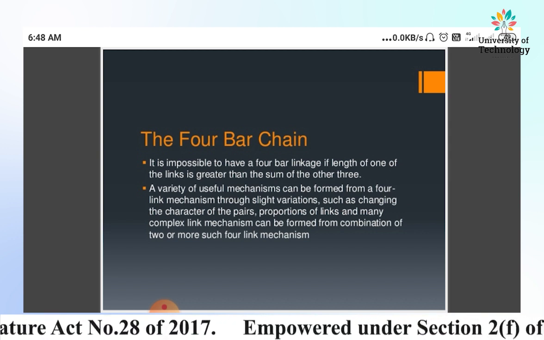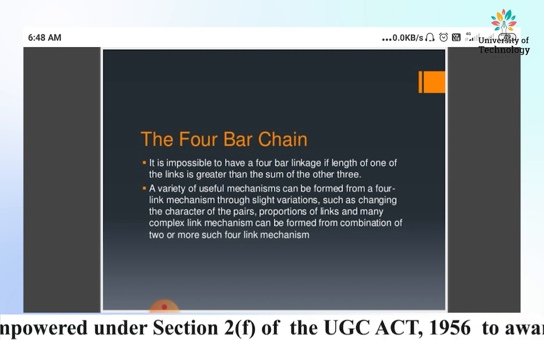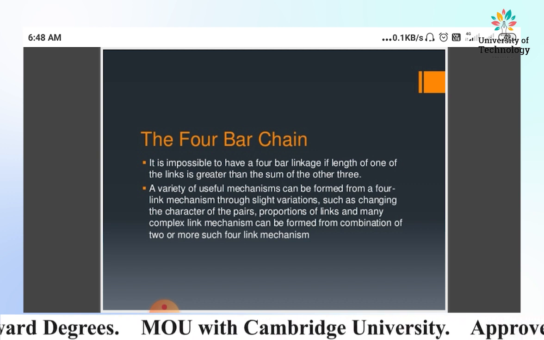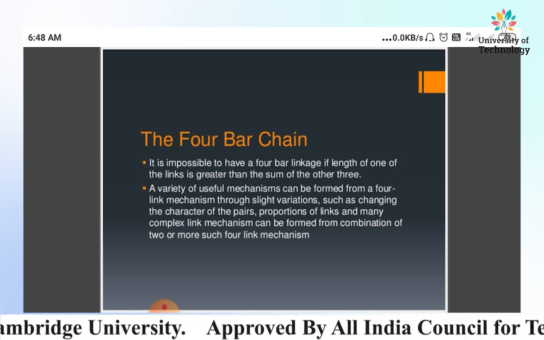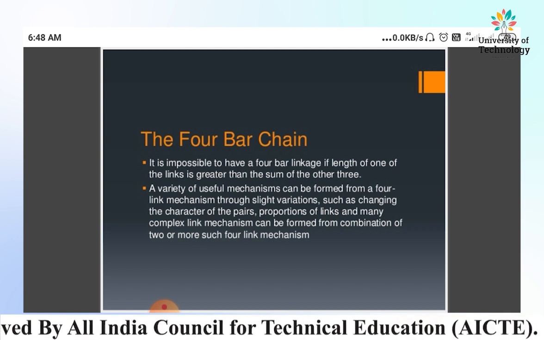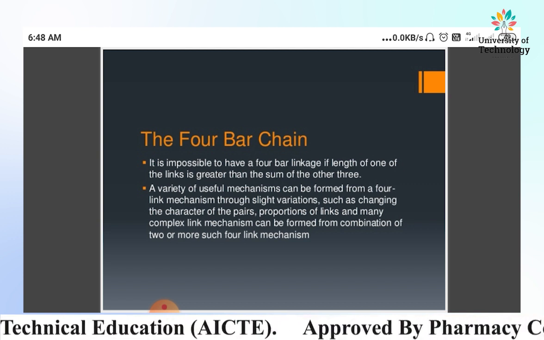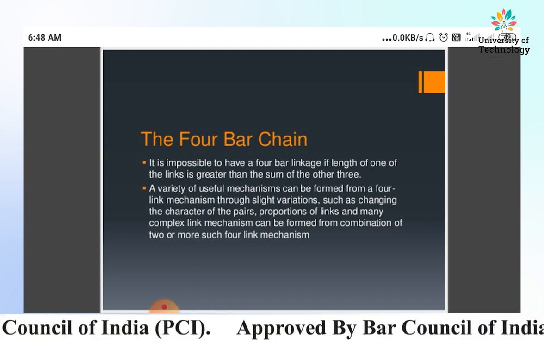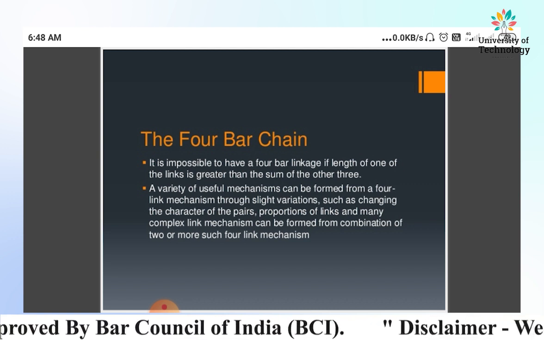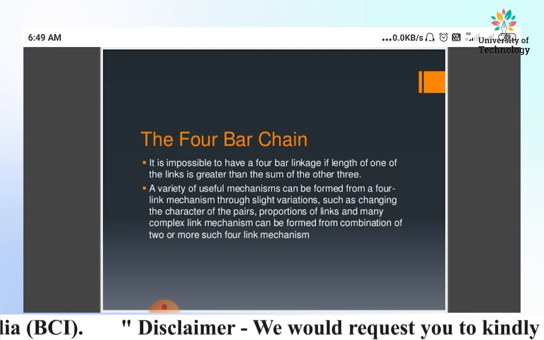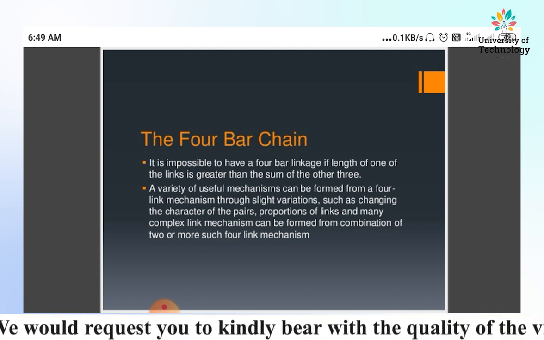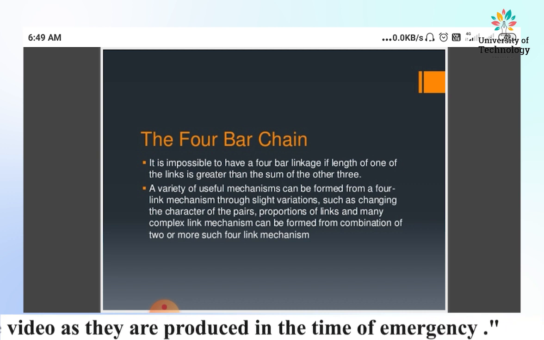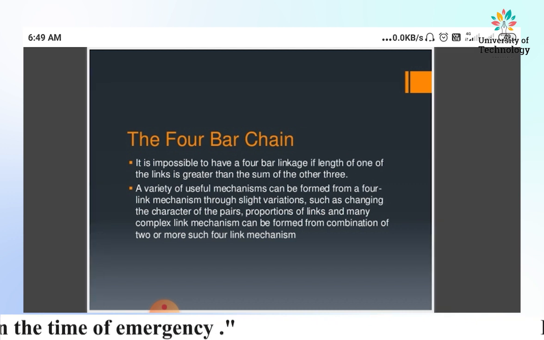A variety of useful mechanisms can be formed from a four-link mechanism through slight variations, such as changing the character of the pairs and the proportion of links. Many complex link mechanisms can be formed from a combination of two or more such four-link mechanisms. As you know, I have already discussed links and elements or pairs.